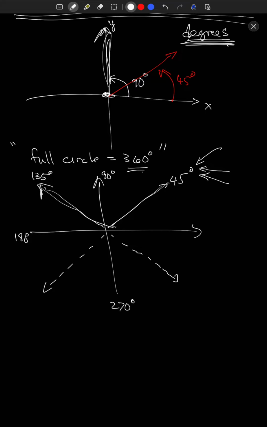Another two very common ones we'll be working with are 30 degrees, so somewhere around here, and 60 degrees. Those two especially because it's going to turn out that computations with 30 degrees and 60 degrees are relatively simple. And so just in terms of trig classes, it's very easy to have exercises and examples involving 30 and 60 degrees. All right.